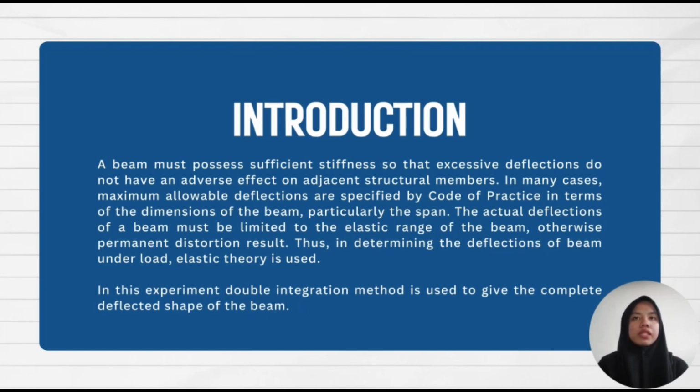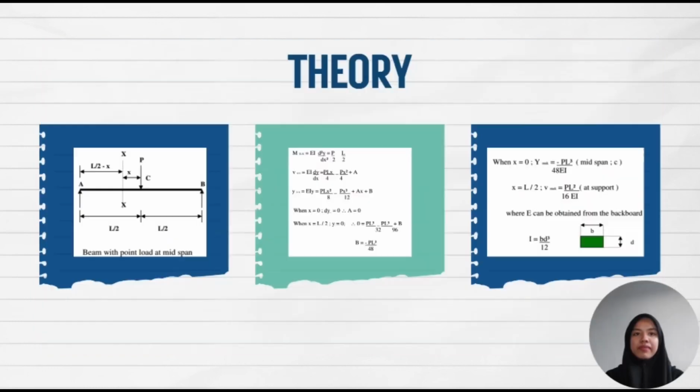To avoid permanent distortion, the beam's actual deflection must stay within the elastic range. Therefore, when assessing beam deflections under load, elastic theory is employed. In this experiment, the complete deflected shape of the beam is determined using the double integration method.